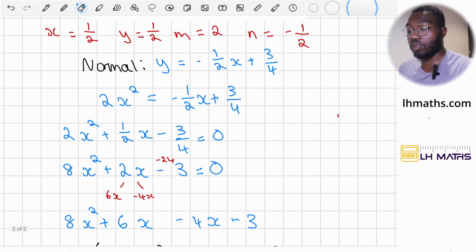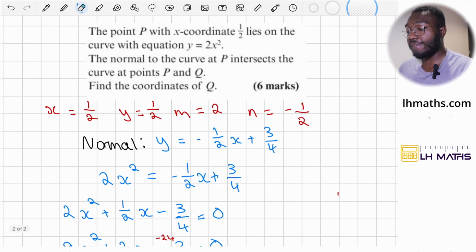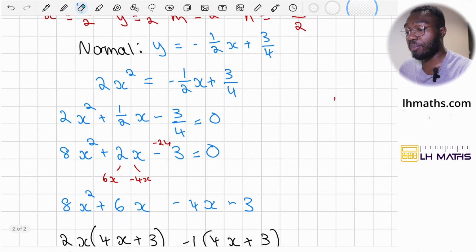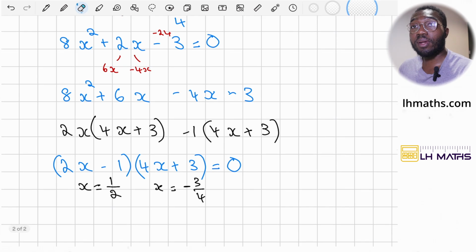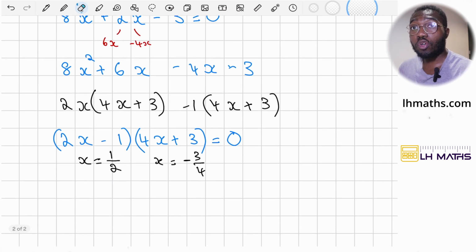So if we go back to the question, we know that the point P has x coordinate a half. So we know that when we have x equal to a half in our answer, that relates to point P, because the question tells us that the normal to the curve intersects at points P and Q. P being when x is equal to a half, which is good. We want to get x equal to a half because that tells us that we're on the right tracks, we've done the right thing, and it's now the other x that we care about. That is going to be the coordinates of point Q.